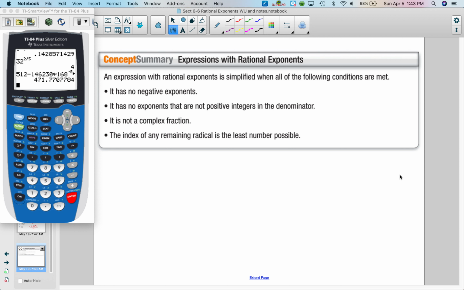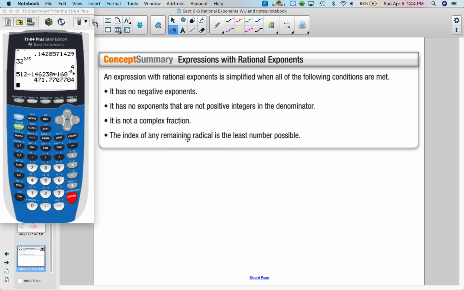So then, I think this is the last slide. How do you know if it's completely simplified? You cannot leave any negative exponents. Remember, a negative exponent means reciprocal. It has no exponents that are not positive integers in the denominator. Okay, that's like negative exponents, right? It is not a complex fraction, so you can't have a fraction over another fraction. You have to work those out.